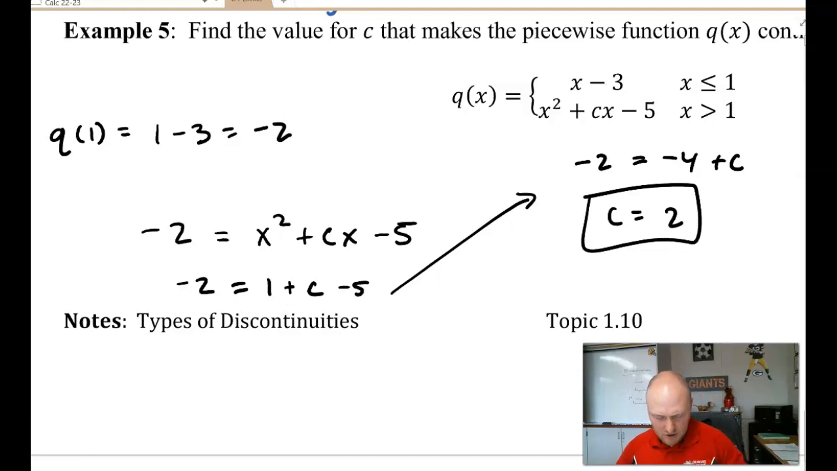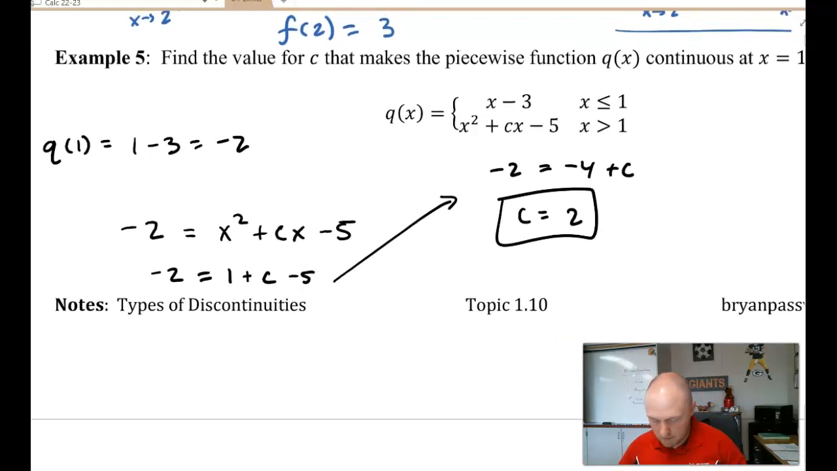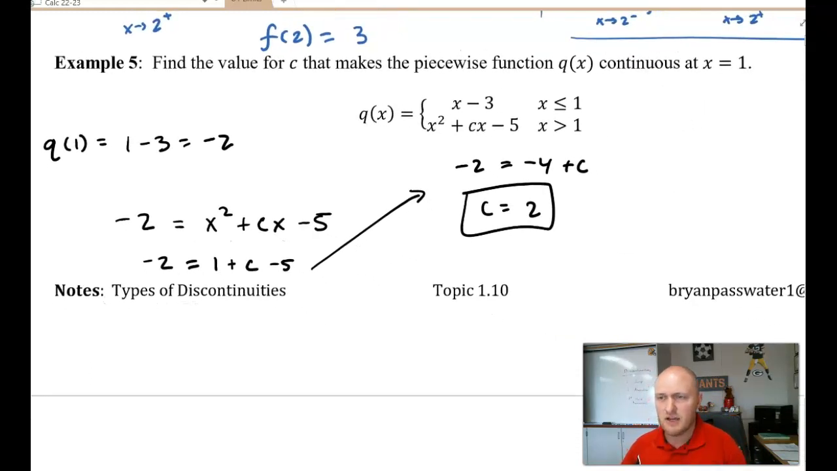You could have gone ahead, and we've talked about this type of problem in the limit analytically and in the piecewise lesson. You could take the left and set it equal to the right and plug in 1. The limit from the left is equal to the limit from the right. But you also want to check and make sure that your function value exists at 1, which it does. It's attached to my left piece.